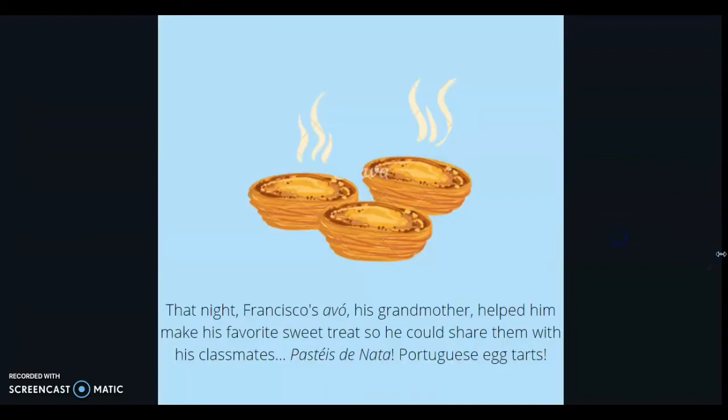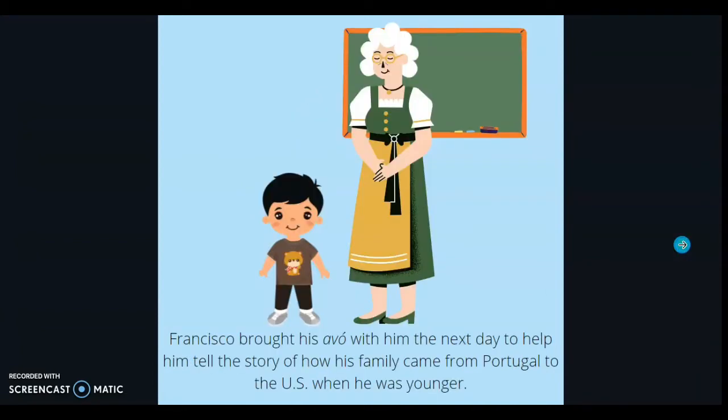That night, Francisco's avo, his grandmother, helped him make his favorite sweet treat so he could share them with his classmates: pastéis de nata, Portuguese egg tarts. Francisco brought his avo with him the next day to help him tell the story of how his family came from Portugal to the US when he was younger.